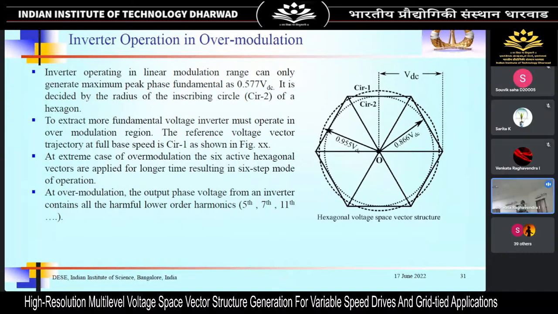If you see here, this is the hexagon, and this is the maximum circle which can be inscribed in this one. You follow what I said? With PWM, we can go only up to this much range. Anything beyond that, we call overmodulation. That means slowly the circle is increased, and finally we come to the six-step. It is called overmodulation. Overmodulation will slowly introduce harmonics.